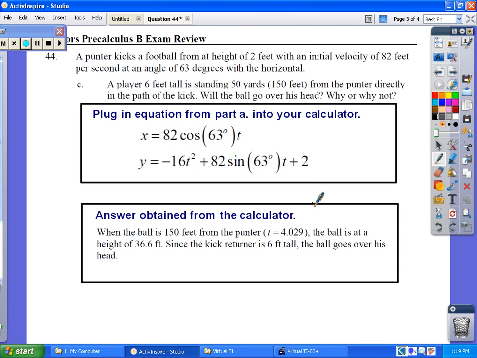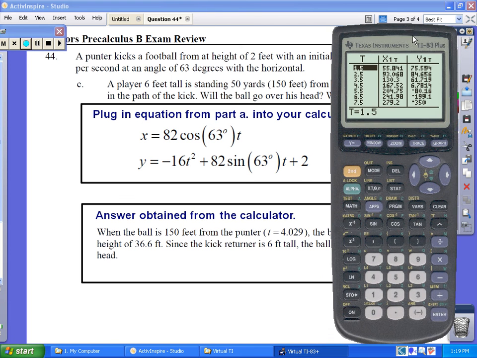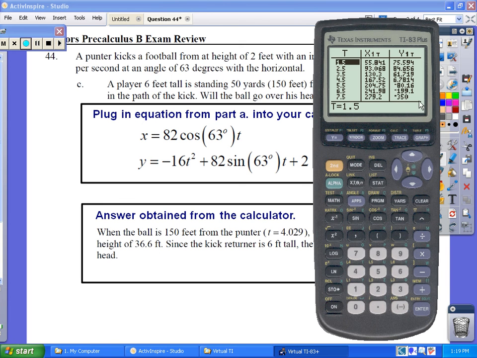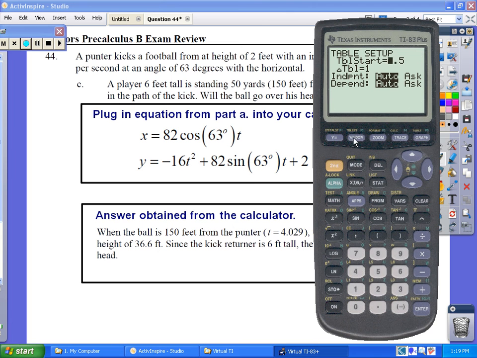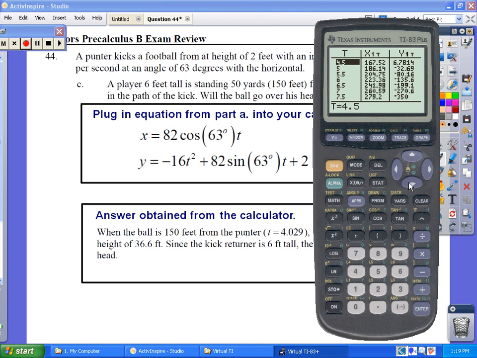Part C, a player 6 feet tall, standing 50 yards, 150 feet from the punter, directly in the path of the kick. Will the ball go over his head? Why or why not? Once again, we use our calculator to obtain this. So we're going to scroll down until y equals 0, so 4.5. So go to second table setup. We'll start at 4.5, and we'll make this go by 0.5. Then go to second table, and you notice at 5 seconds.